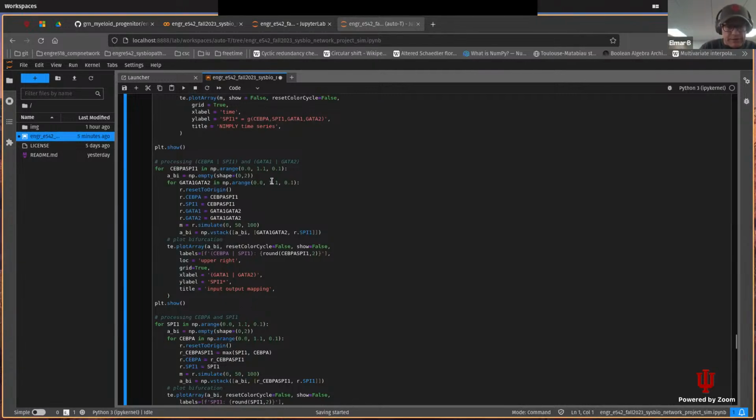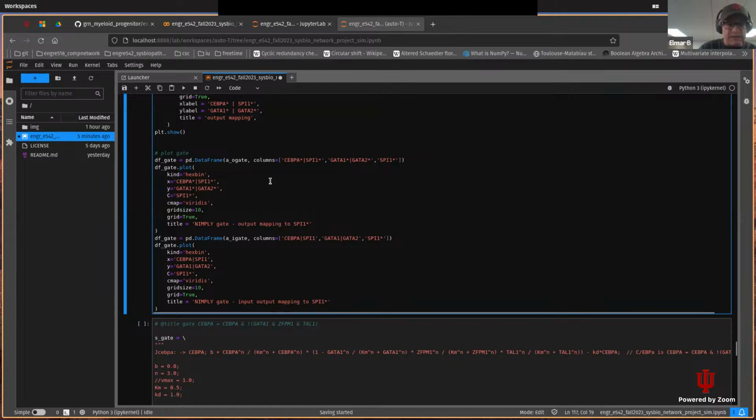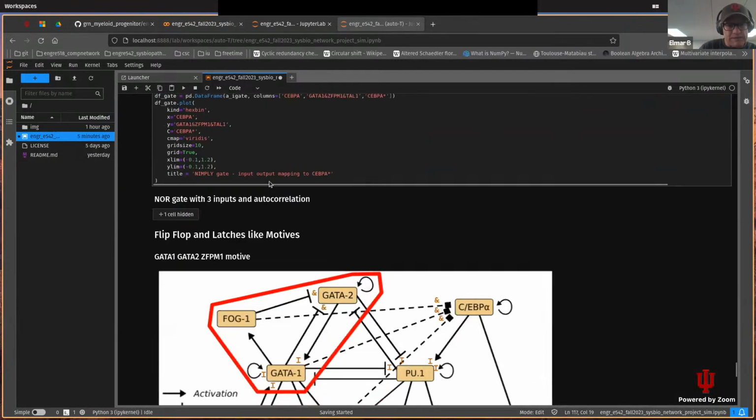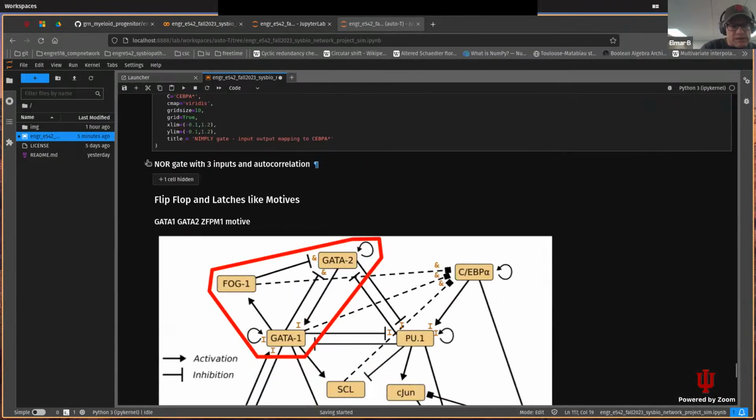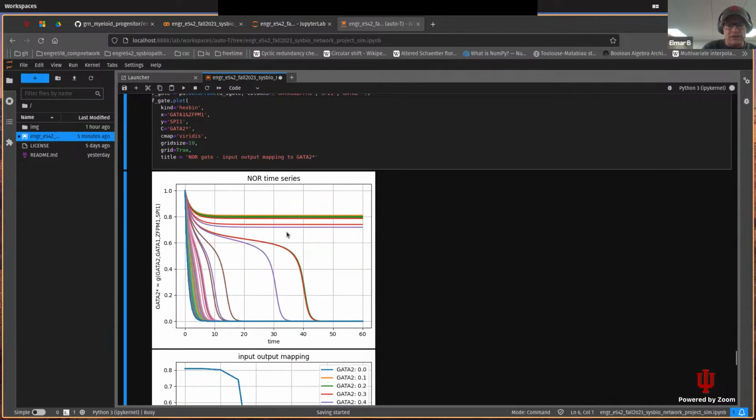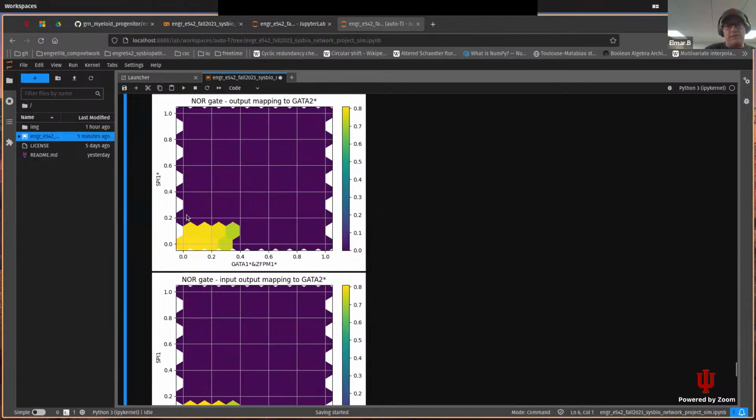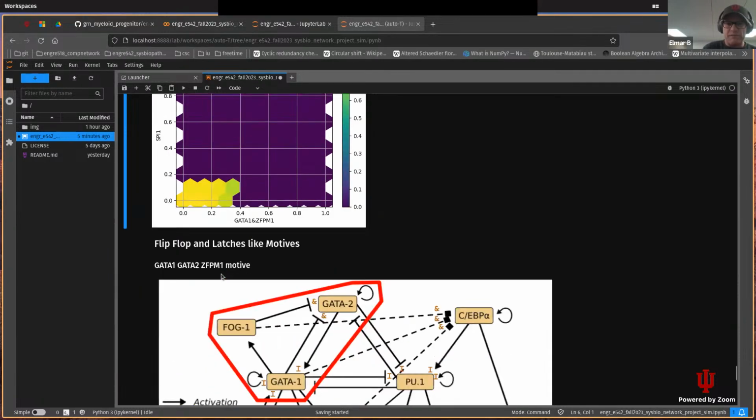Okay, so there are other gates that had autocorrelation and were all NumPy gates. But then there was also one NOR gate that we had with 3 inputs, and this one also had autocorrelation, actually quite extreme autocorrelation. This was more or less giving a very, very narrow on state and a strong on state, and the rest was all off. That was what it regulated.